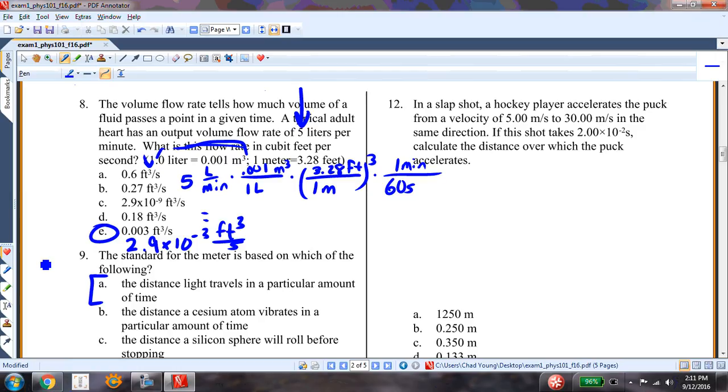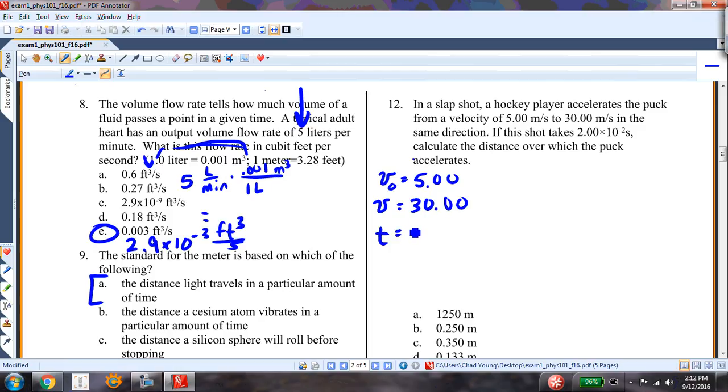In a snapshot, a hockey player accelerates the puck from a velocity of 5 to 30 in the same direction. If the shot takes this amount of time, 2.02 seconds, calculate the distance over which the puck accelerates. This was one of the more difficult problems. It was very similar to one of your OpenStax questions. So let's write down what I know. I know that I'm going from an initial velocity of 5 to a final velocity equal to 30 in a time equal to 2 times 10 to the minus 2 seconds.